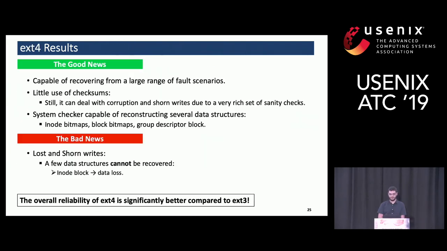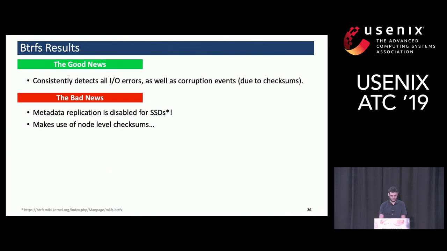So beginning with EXT4, we observe that EXT4 is actually capable of detecting and recovering from a large range of fault scenarios. Despite making little use of checksums, the file system is capable of dealing with corruption due to a very rich set of sanity checks. Due to the robustness of its system checker, several data structures can be reconstructed offline. Still, due to lost and shorn writes, sometimes the affected data structure cannot be recovered, resulting in data loss. Overall, we conclude that its reliability has significantly improved compared to EXT3.